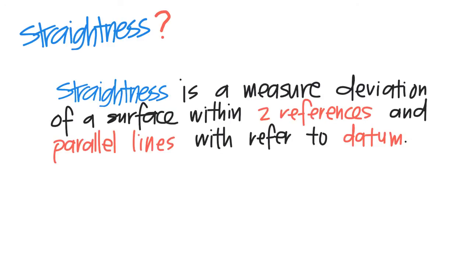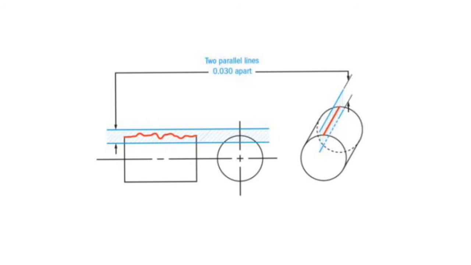So what is straightness? Straightness is a measured deviation of a surface within two references and parallel lines with reference to datum. Previously, we already mentioned that the measured deviation of straightness is between the two reference and parallel lines. So this is the deviation, the range of two parallel lines that are acceptable for the straightness. We refer to datum, so this is the datum line. We refer with this datum, and these are the two parallel lines, so this is how to measure the straightness.